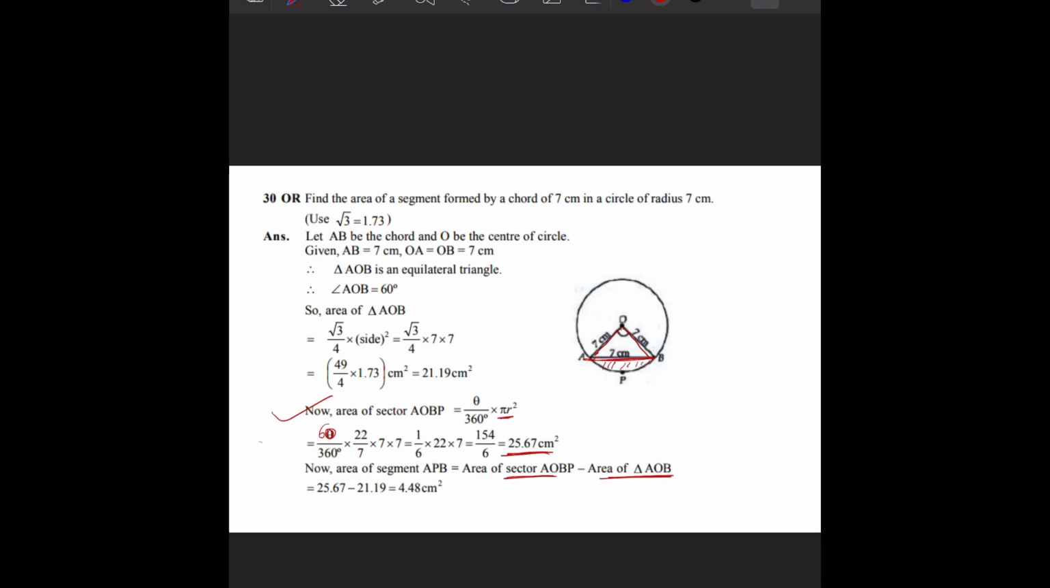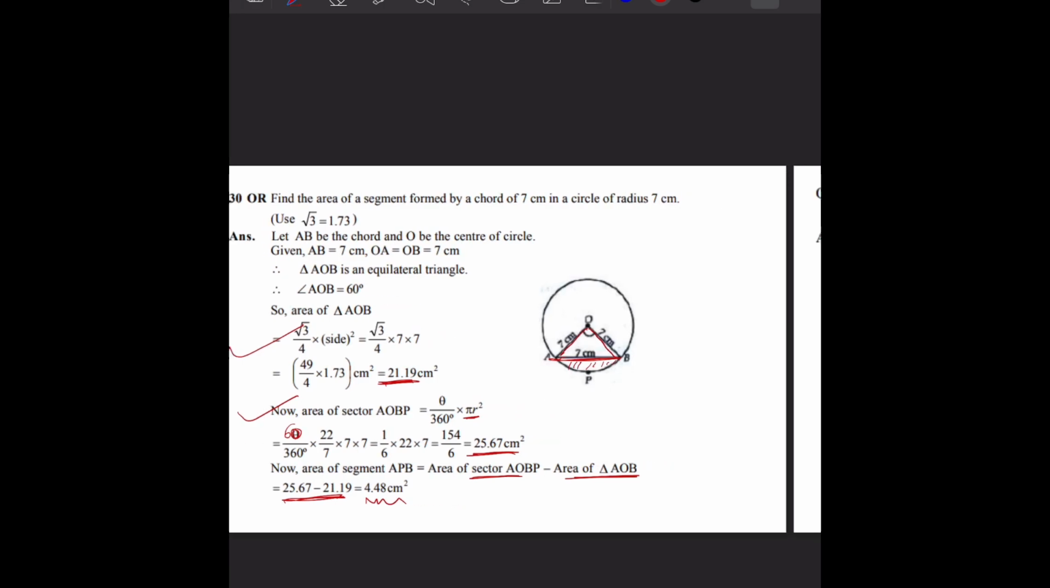What is the area of triangle? If that triangle is an equilateral triangle, what is the area of the equilateral triangle? Root 3 by 4 side square. And what is side? 7 centimeter. By calculating that, you'll get 21.19. Put these values here. You'll get final answer 4.48 centimeter square. Moving on to the next.